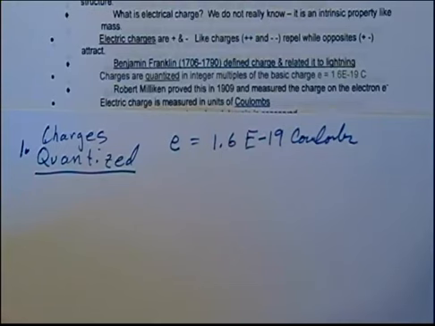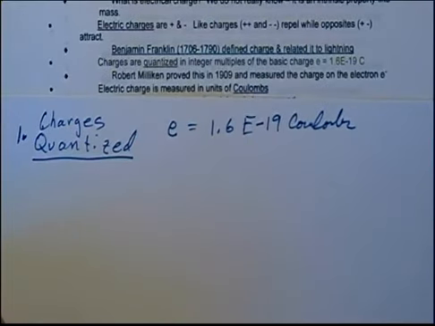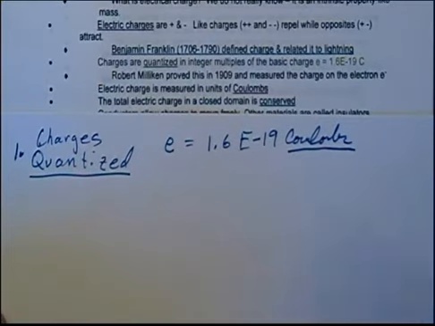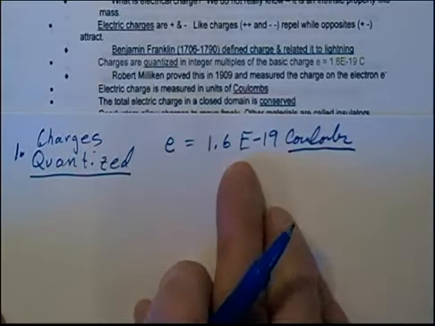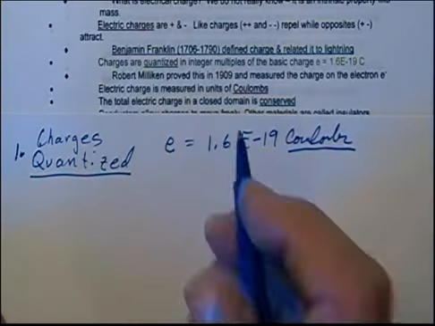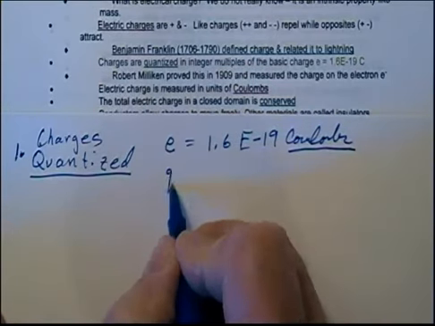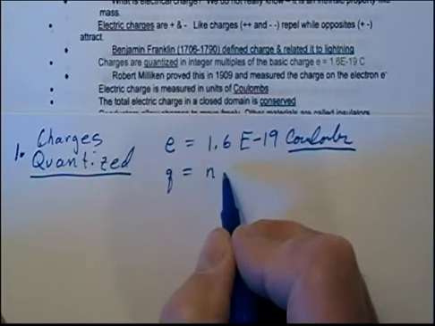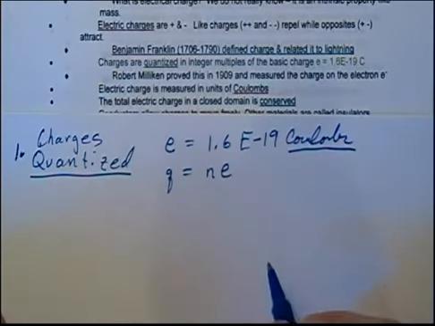Millikan proved this in 1909 and actually measured the charge on the electron. This is how we measure charge in terms of units of coulombs of charge. Okay, so it's quantized. That means you can have one of this amount, two of this amount, any integer times that amount. So in general, charge can be any integer, positive or negative or zero, times this electronic charge.